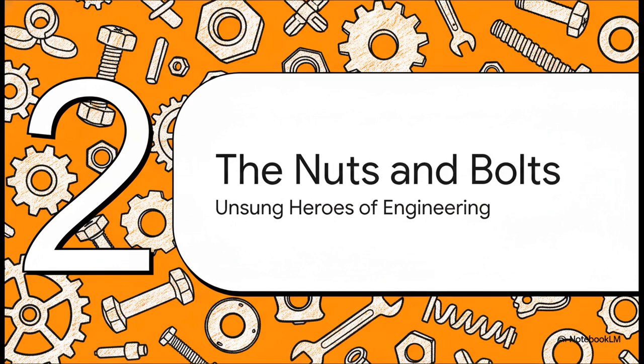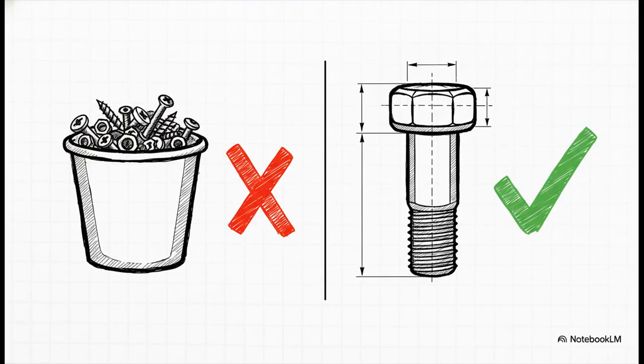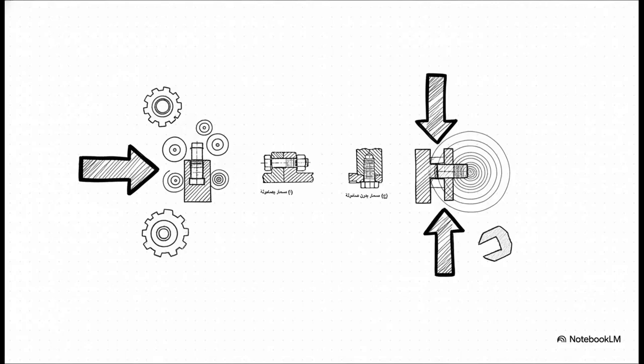All right, so once you can read the language, you need the words, right? And that brings us to the nuts and bolts of it all, literally. These are the unsung heroes of engineering. Look, these are not just random bits of metal you grab out of a bucket. Every single screw, bolt, and nut is a precisely engineered component. And choosing the wrong one, that's not just a simple mistake. It can be a catastrophic failure just waiting to happen.